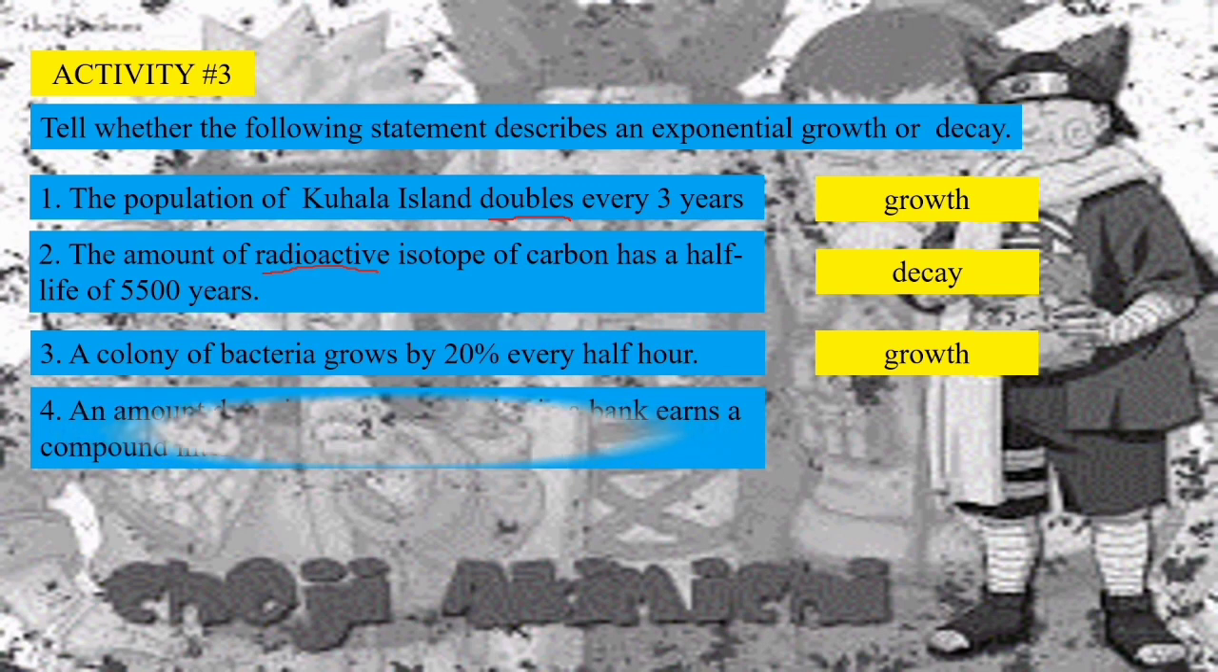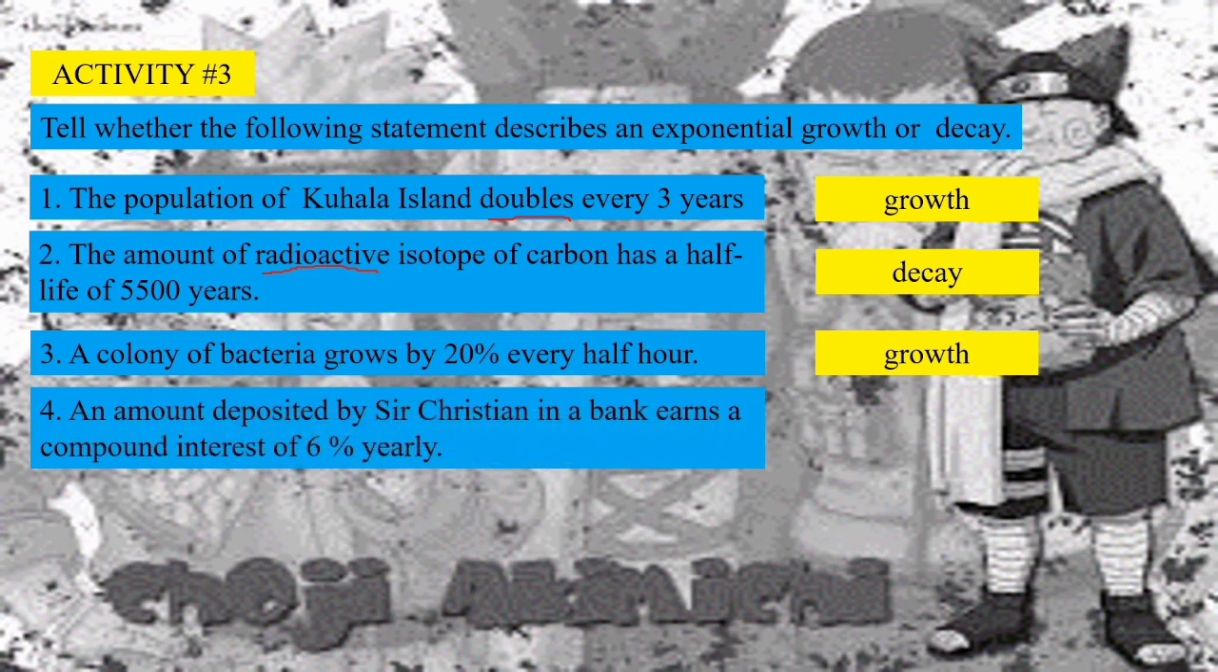How about number 4? An amount deposited by Sir Christian in a bank earns a compound interest of 6% yearly. Because it is a compound interest, ibig sabihin, this is exponential growth. Dun nga sa definition ng compound interest natin, dun sa principal mo, magkaka-interest ka na, tapos dun sa interest, magkaka-interest ka ulit. Kaya, this is exponential growth.